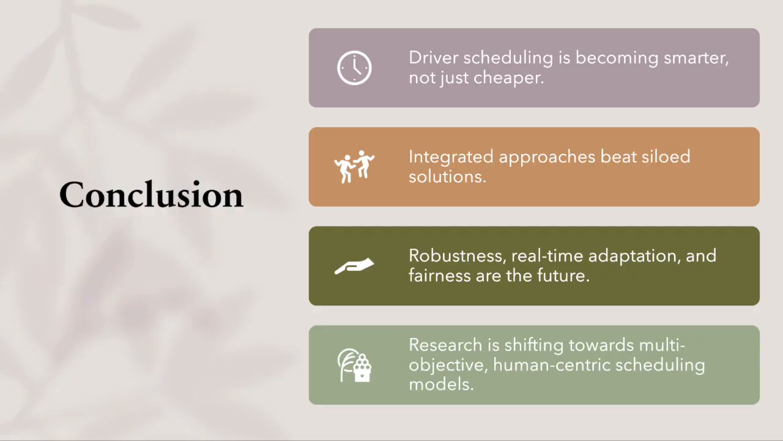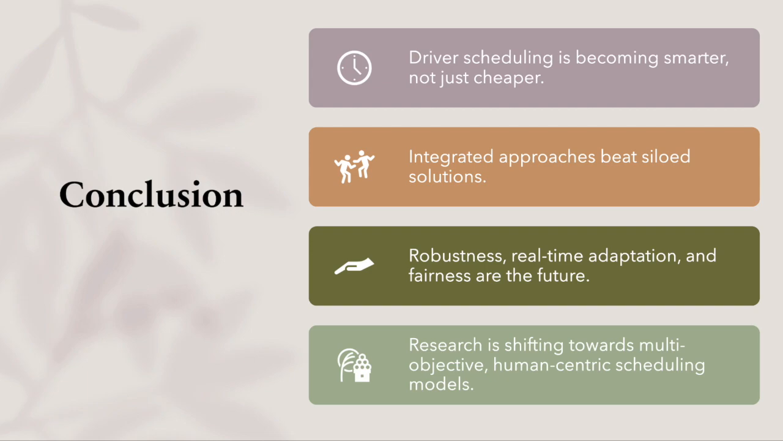And at the end, I can say that driver scheduling, or bus or train scheduling, is becoming more sophisticated. It is no longer just about minimizing the cost. It's all about creating smarter, more integrated, and more resilient systems. The modern approach prioritizes integration across all the scheduling tasks, robustness in the face of disruption, real-time adaptability, and fairness for the workers as well.